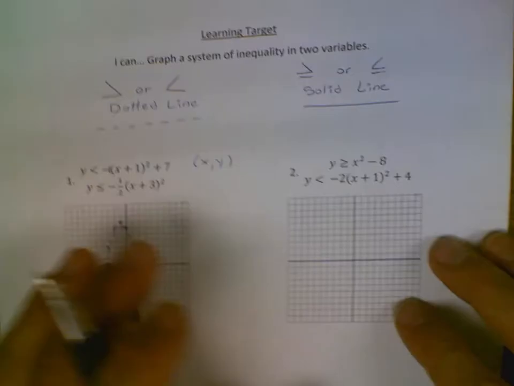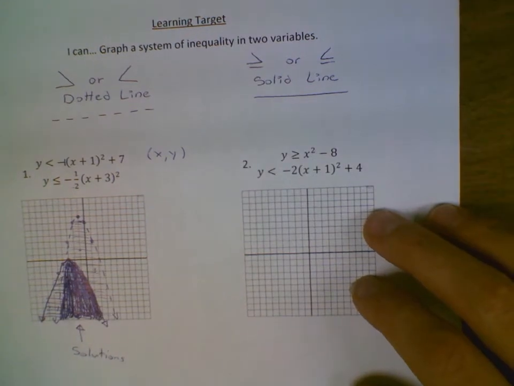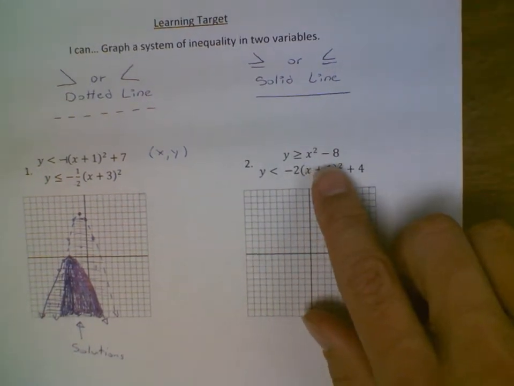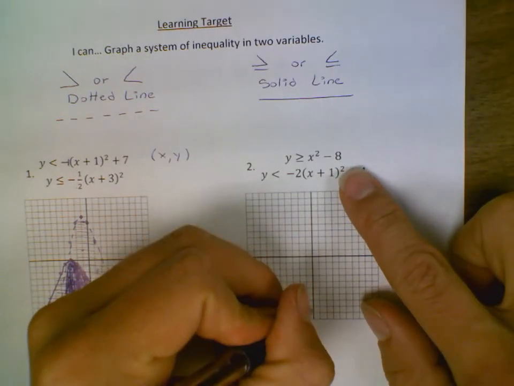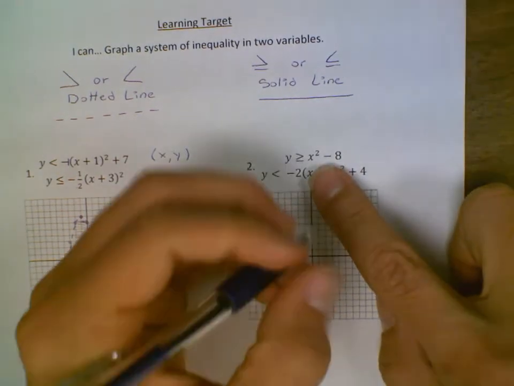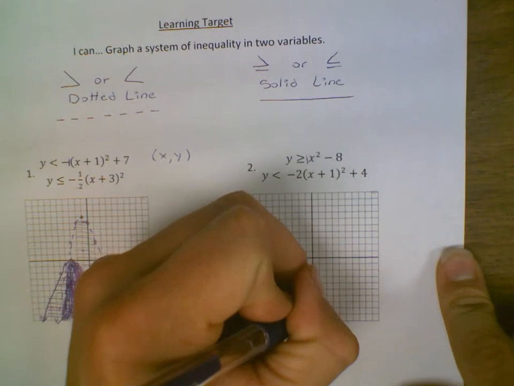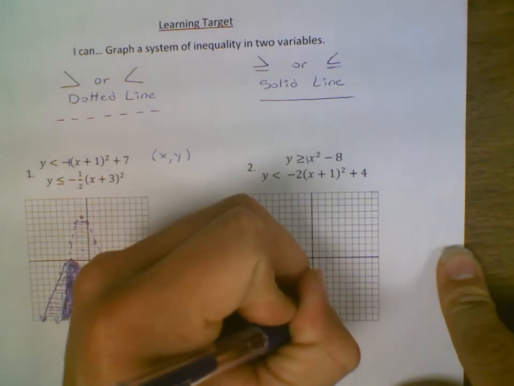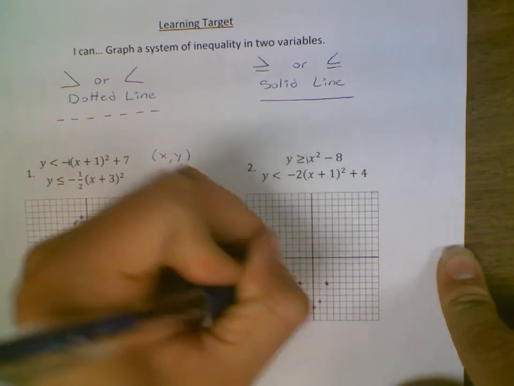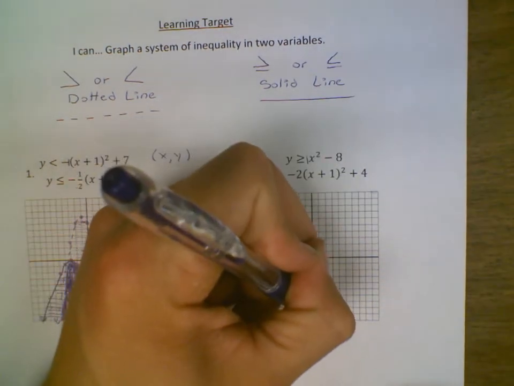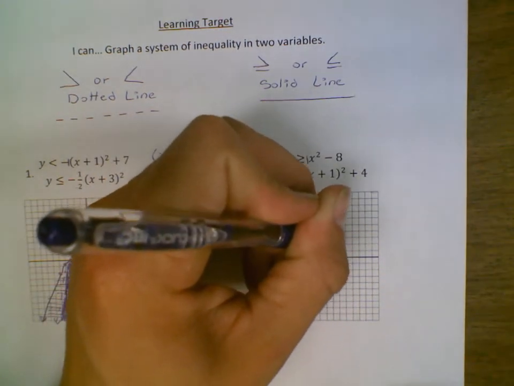All right, let's go ahead and look at the second example. So I have y is greater than or equal to x squared minus 8. So I've been shifted down 8 and I have a stretch of 1. So it's over 1, up 1, and over 2, up 4. This time it's equal to, so we're going to put a solid line through those points.